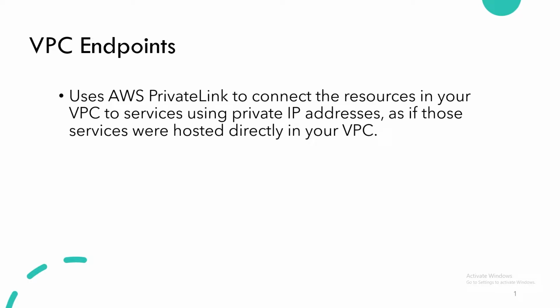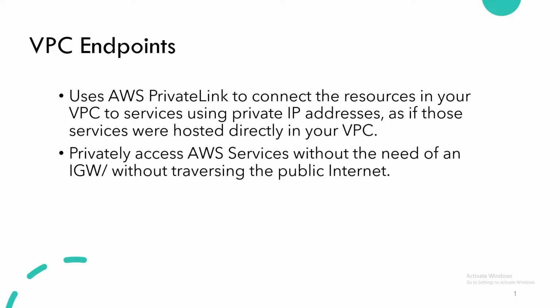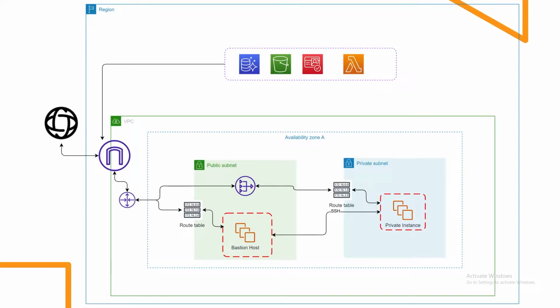Well, a VPC endpoint uses AWS PrivateLink as a base and enables us to connect to AWS services using our private IP addresses, and it acts as if the service is hosted in our VPC. So we don't have to traverse the internet to access our services. So let's see two scenarios here.